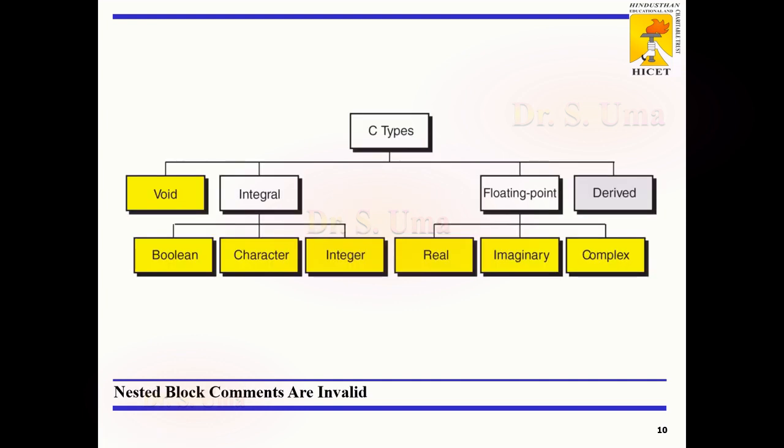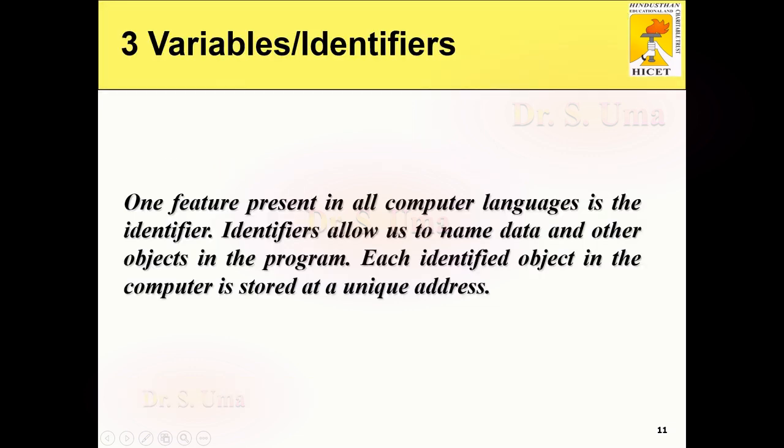Now let us move on to the various types of data that are used in the C programming language. We have void type of data, integral type of data, floating point type of data. These are all basic data types. Followed by this, we can also have derived data types, which are based on these types of data that are defined right now. Under the integral type, we have boolean, character and integer data types. Under the floating point, we have real, imaginary and complex data types.